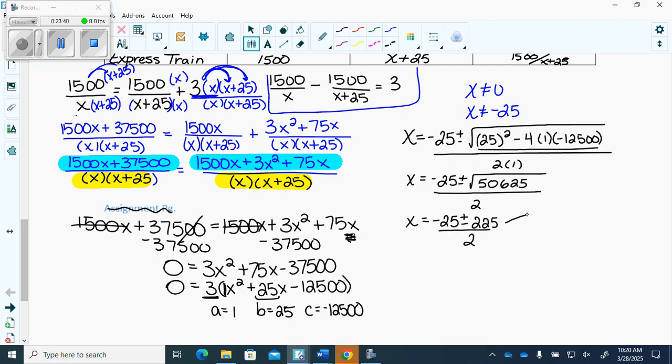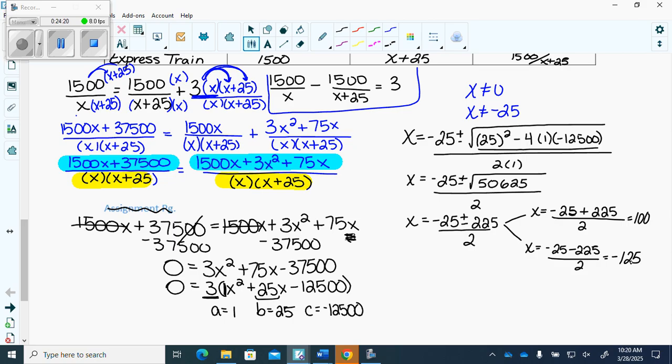So now we get two solutions. We get x equals negative 25 plus or minus. Oh, I don't want plus or minus. I want plus. 25 plus 225 all over 2. And then I get x equals negative 25 minus 225 all over 2. This one ends up being 200 divided by 2, 100. And this ends up being negative 250 divided by 2, which is negative 125.